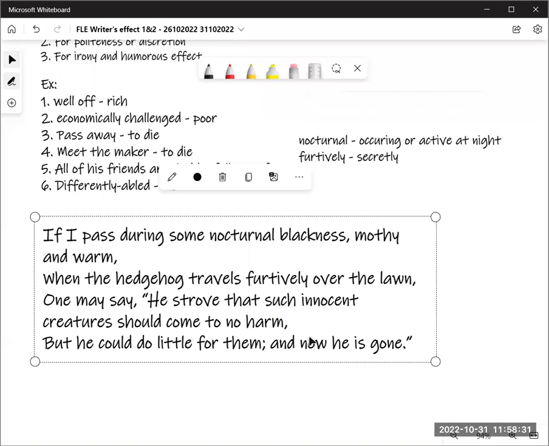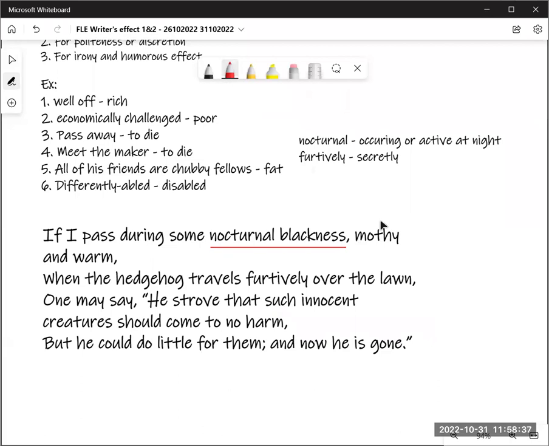Okay, sir. Now, if I pass during some nocturnal blackness, what does that mean? Nocturnal blackness. So some darkness of the night, right? So he's saying if I die, so if I pass during, that basically means if he dies in the night. Mothy and warm. Mothy means basically your body is warm, right? And when the hedgehog travels furtively over the lawn, one may say he strove that such innocent creatures should come to no harm, but he could do little for them. Now he is gone. What is the meaning of he's gone? He died. So if I pass, he's gone.